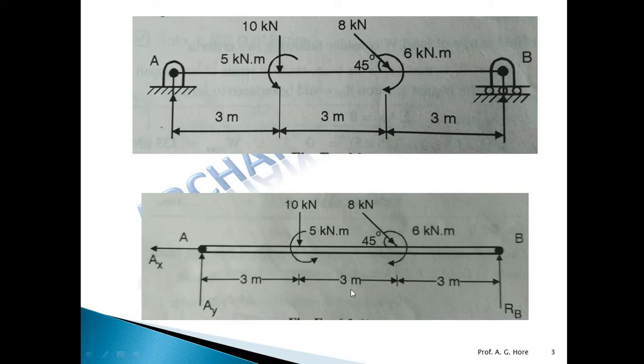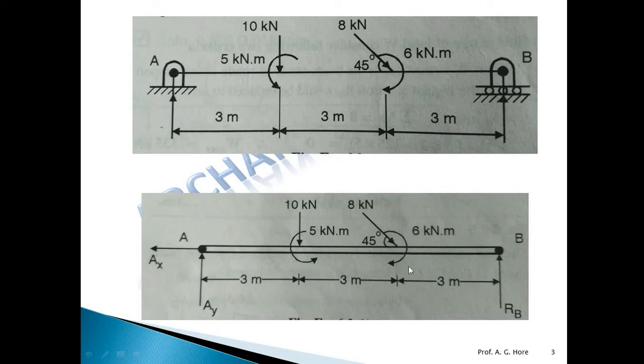Now apply the three conditions. Count the number of forces: 1, 2, 3, 4, 5 forces. Means here the condition of equilibrium is for 4 and more forces, and if you observe, these are non-concurrent forces. So the second condition, 4 and more forces, for non-concurrent forces. So we have the three equations: summation Fx equals 0, summation Fy equals 0, and moment equals 0.